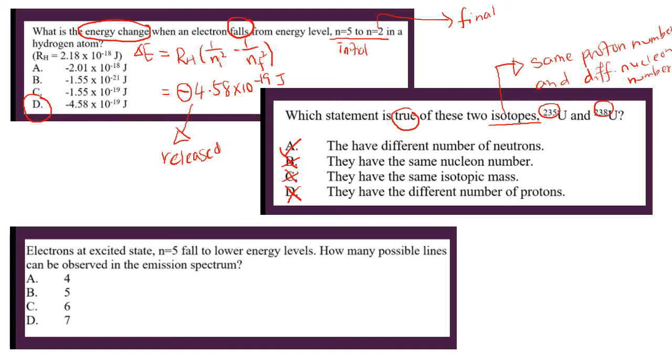Next, an electron at excited state n equal to 5 is going to drop to a lower energy level. So how many possible lines can be observed? The electron can drop from n equal to 5 to n equal to 4, or can drop to n equal to 3, also can drop to n equal to 2, and also can drop to n equal to 1. So that means there are 4 possibilities. So that's why the answer is option A.